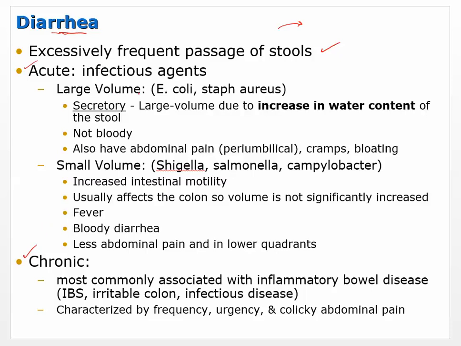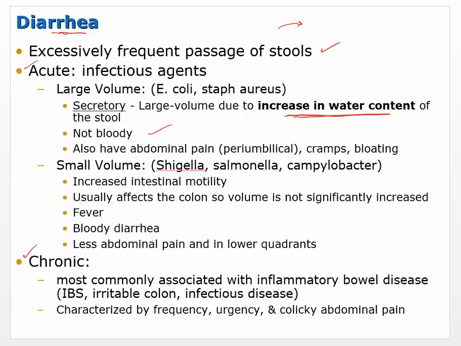Under acute diarrhea, there's large volume and small volume. With large volume, when we think about volume, we're talking about an increase in water content. So we're throwing off water. A lot of times this tends to be associated with something going on in the small intestine, just because that's where water is mostly absorbed and secreted. Most of the water handling is done in the small intestine. Large volume doesn't tend to be bloody, or at least not noticeably so, and it's associated with abdominal pain, cramps, and bloating.